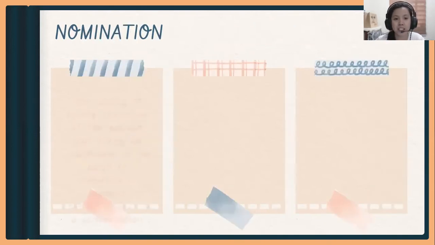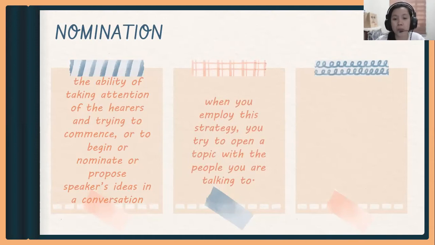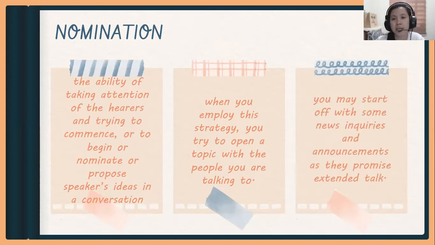The first is nomination. Nomination is the ability of taking attention of the hearers and trying to commence or to begin or nominate or propose speakers' ideas in a conversation. When you employ this strategy, you try to open a topic with the people you are talking to. When opening a topic in a conversation, especially if it does not arise from a previous topic, you may start off with some news inquiries and announcements as they promise extended talk. When this strategy is used, the topic is introduced in a clear and truthful manner, stating only what is relevant to keep the interaction focused.